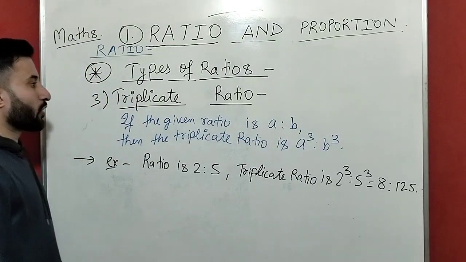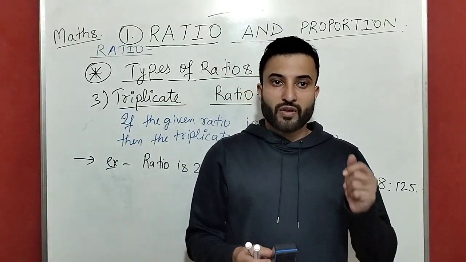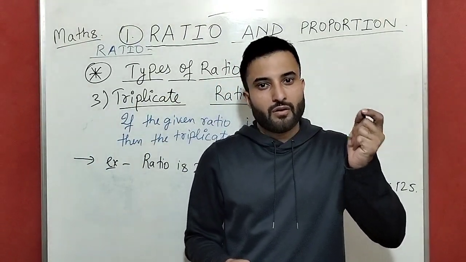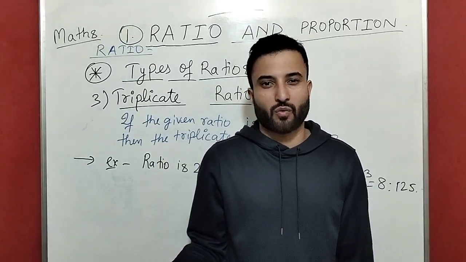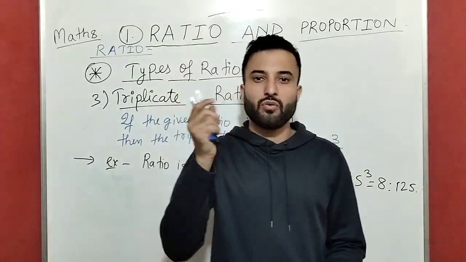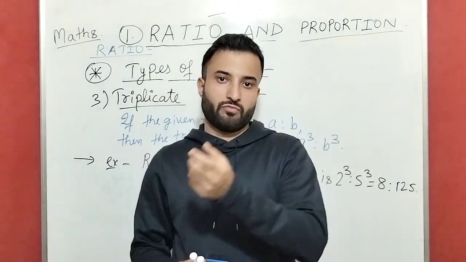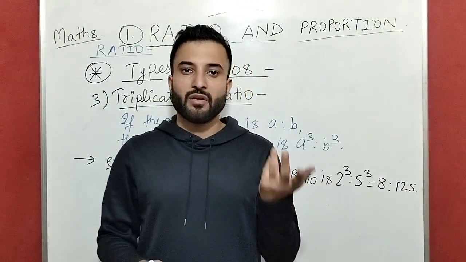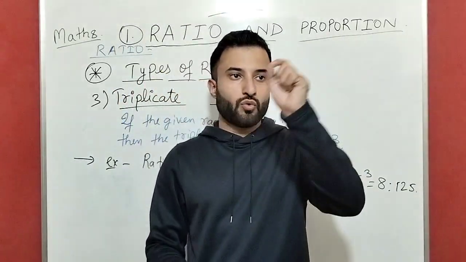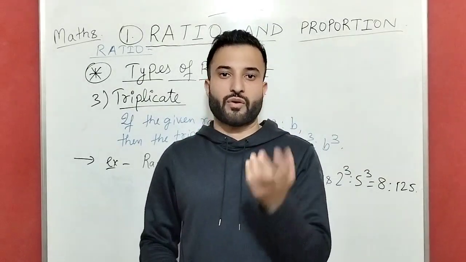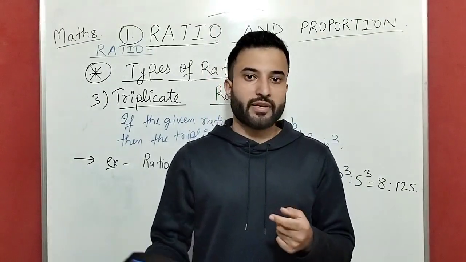See guys, tomorrow when I do the sums over this, I will tell you about the square and cube. Easily we can find it in the calculator. Everyone knows how to find the square, right? Square means 2 into 2. Cube means the same number you have to multiply 3 times. If it is 5, then 5 into 5 into 5.